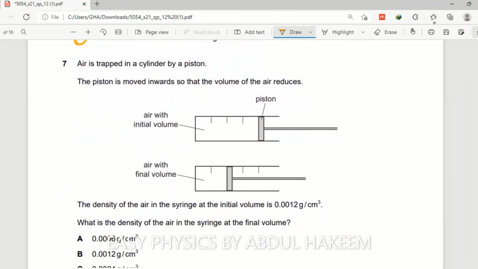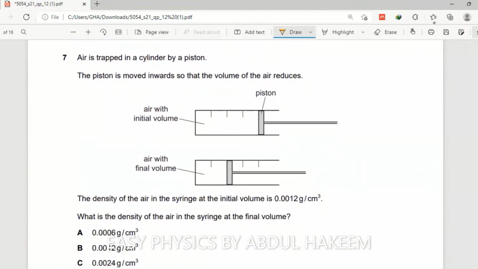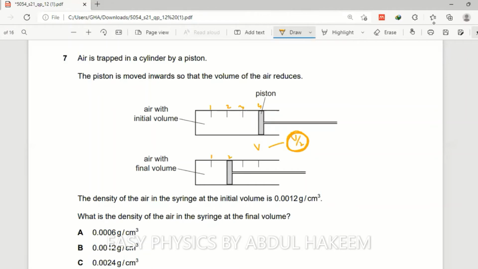Next question is, air is trapped in a cylinder by a piston. The piston is moved inward so that the volume of the air is reduced. How much? Look, 1, 2, 3, 4 units, and here it becomes 1, 2. It means the volume decreases by 2. Volume is decreasing and becoming half. The density of the air in the syringe at the initial volume is 0.012 gram per centimeter cube. What is the density of the air in the syringe at the final volume?